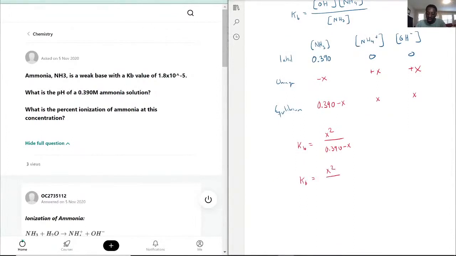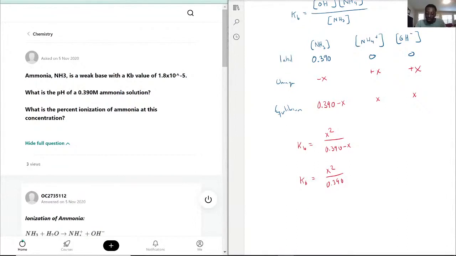X squared over 0.390. Why? Because what we're saying here is that the change in the concentration of ammonia is going to be so small that we're almost going to round back up to 0.390. That's the assumption we make. So let's now actually do the math.